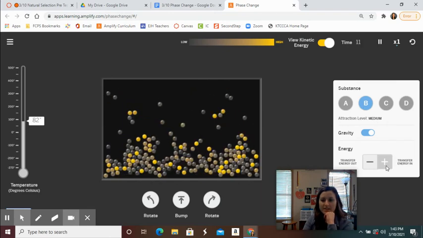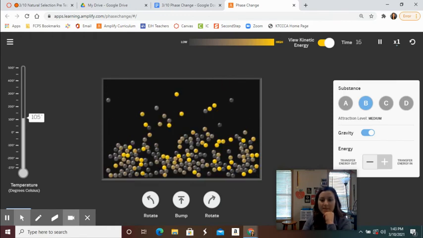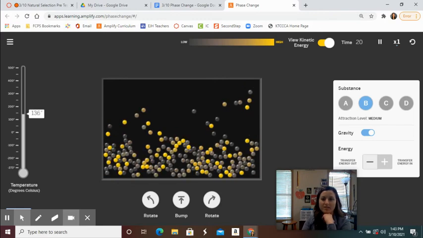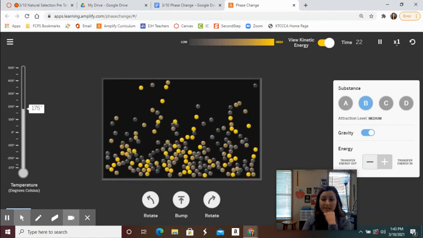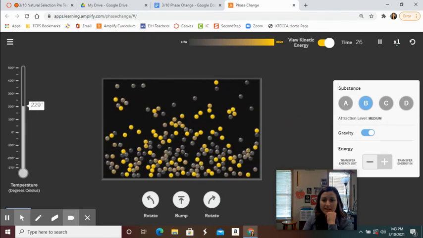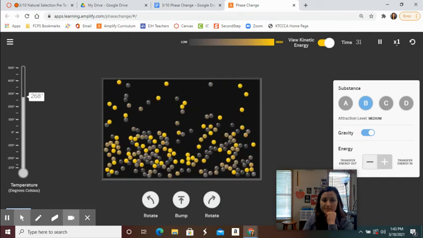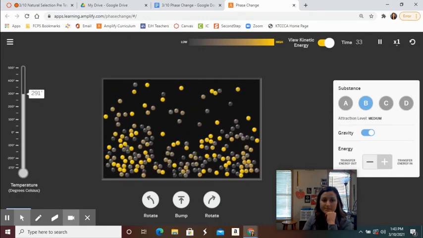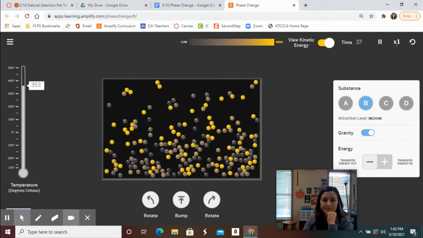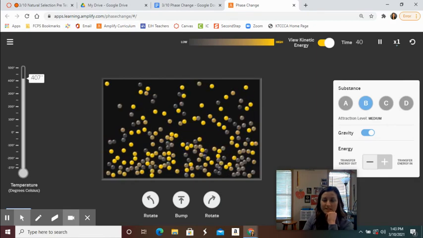You can see that the more energy I am adding, the more movement is happening with my molecules. And I'm also seeing a lot more energy, a lot more yellow. I'm going to keep adding, all the way to the top.